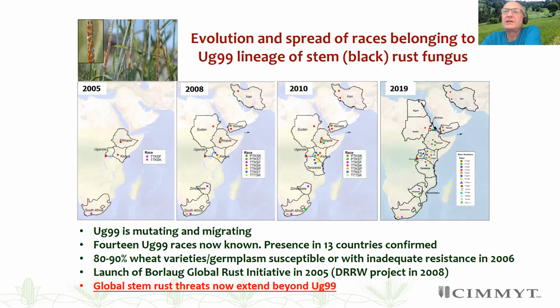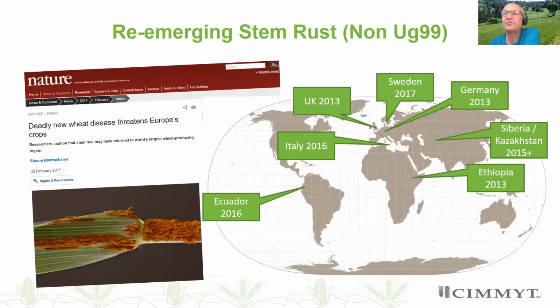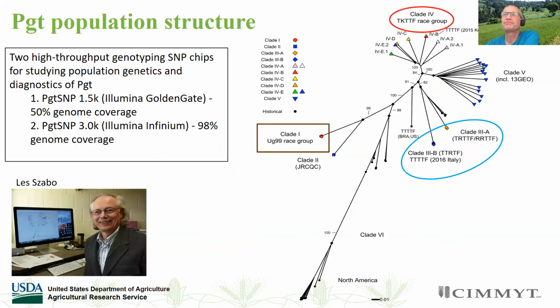Although UG99 is obviously still a threat, there are other global stem rust threats that have now emerged, which we're monitoring, and we see them as a serious threat. This graphic just illustrates some of the recent appearances of stem rust. You can see it's distributed over many countries, many regions, and these are all non-UG99 races.